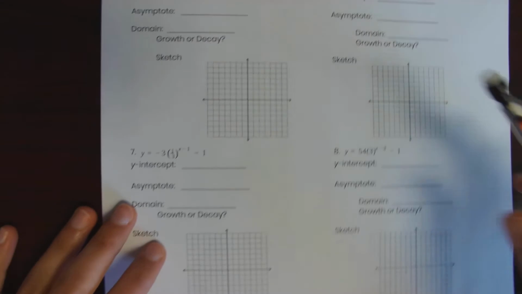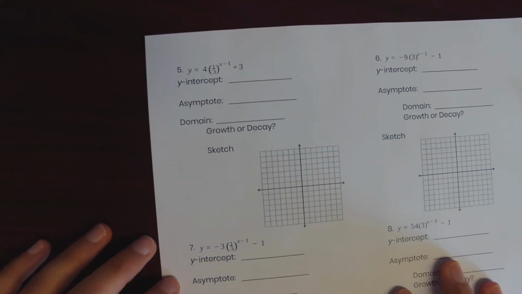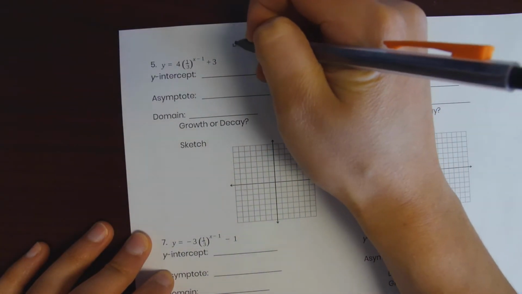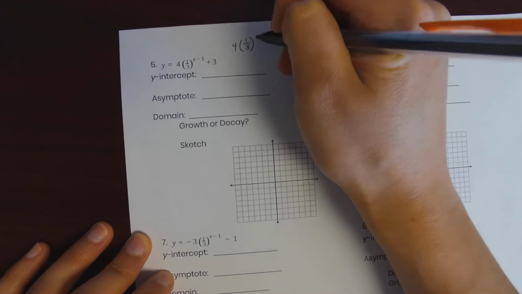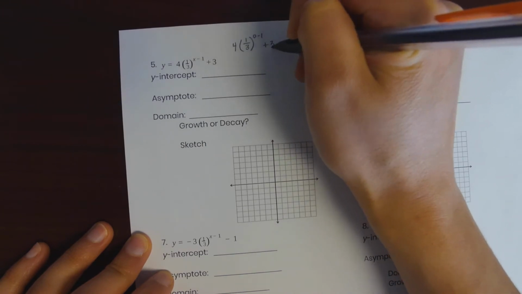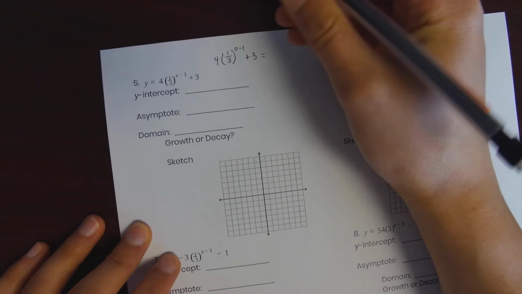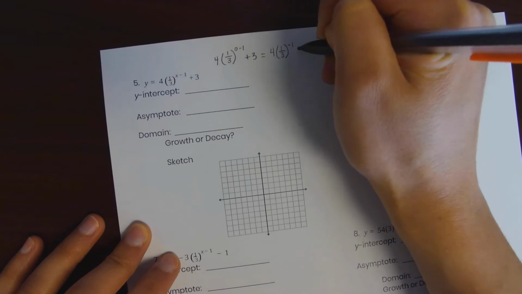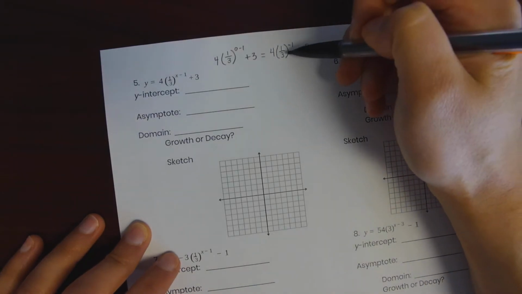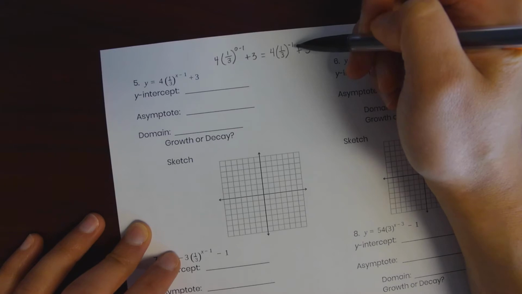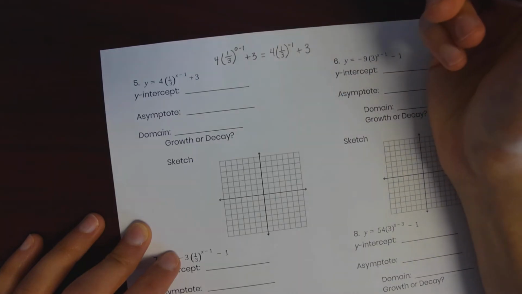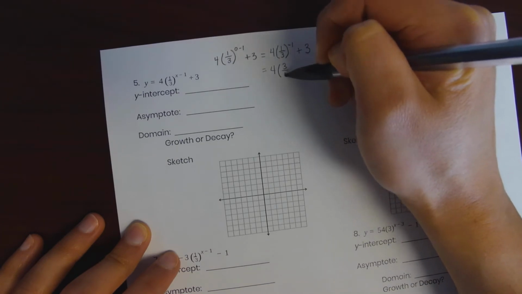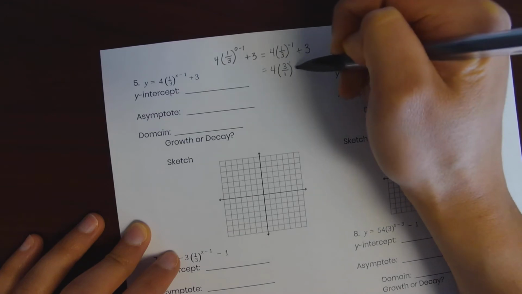Okay, and on the back. All right, so y-intercept again, I'm going to set my x to 0, so I have 1/3, 0 minus 1, plus 3. Okay, so this will become 4 times 1/3 to the negative 1 plus 3. And here we have our negative exponent rule again. So this negative exponent just means I'm going to flip what I have here. So this will become 4 times 3 over 1 to the positive 1, plus 3.